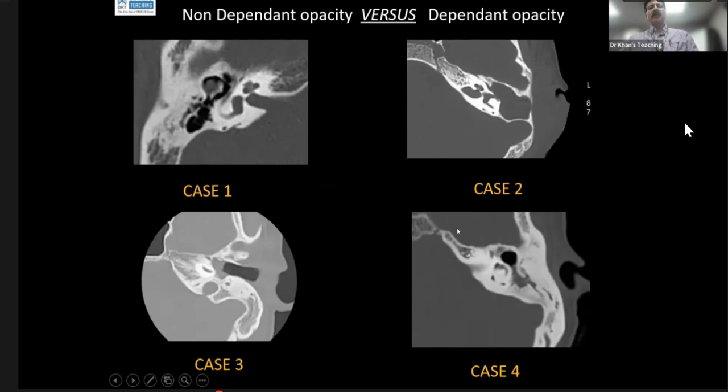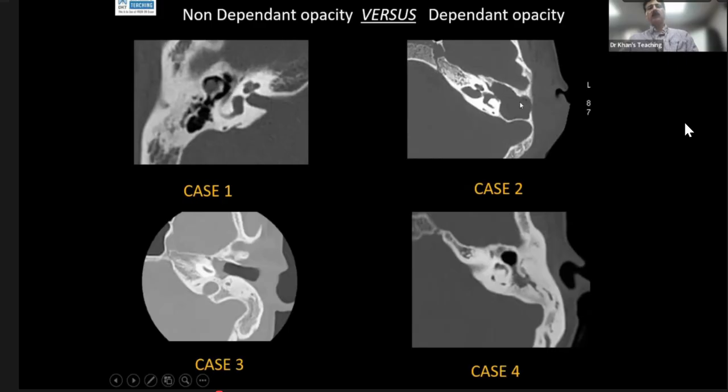On the other hand, this is a non-dependent opacity. If you can see, acute over chronic mastoiditis can also cause bony destruction. But if you see, there is a fluid level here, and this is a non-dependent opacity. So our specificity to say that this is a cholesteatoma is not very good on a CT scan. Here we can be less confident, here we are more confident.